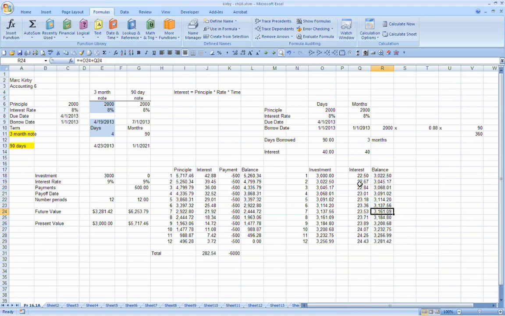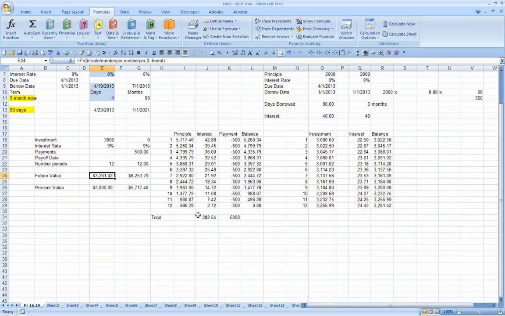So in the end, notice I earn a little bit more interest every month, and I keep adding to my balance. And in the end, my total investment, what I have in the bank, is $3,281.42. It matches what Excel calculated with the future value amount, $3,281.41. Cool. Okay. Let's do it slightly differently.